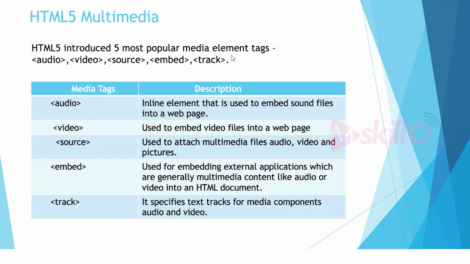We have the embed tag that's used for embedding external applications for multimedia content like audio and video into an HTML document. Then we have the track media tag that's going to specify text tracks for media components, audio and video. Let's hop to the Atom text editor and check out the example for this HTML5 multimedia.